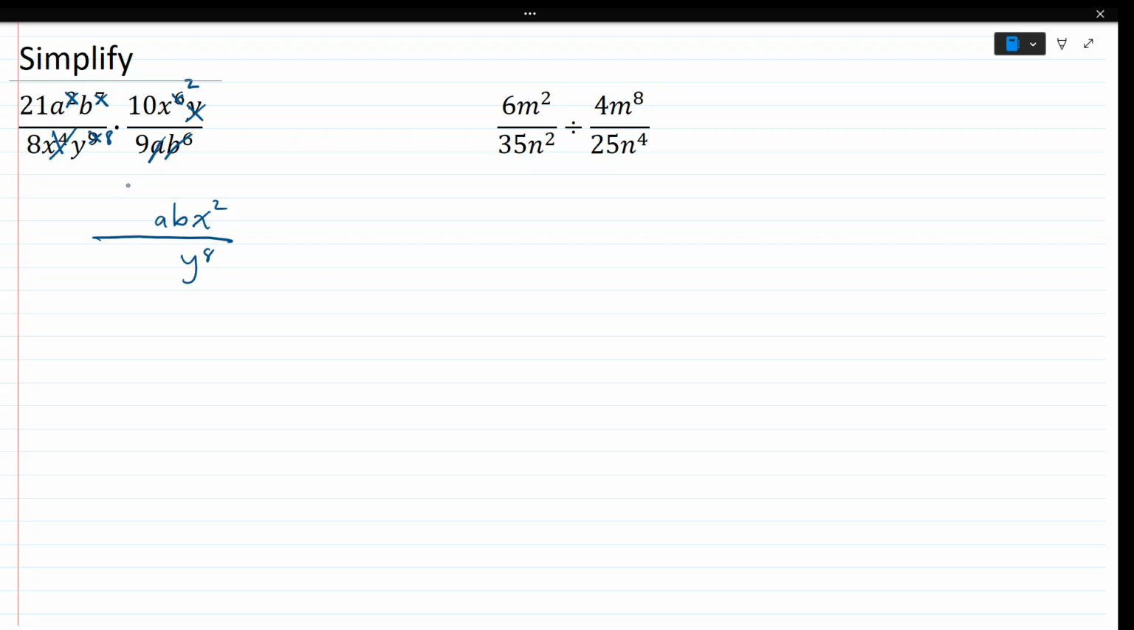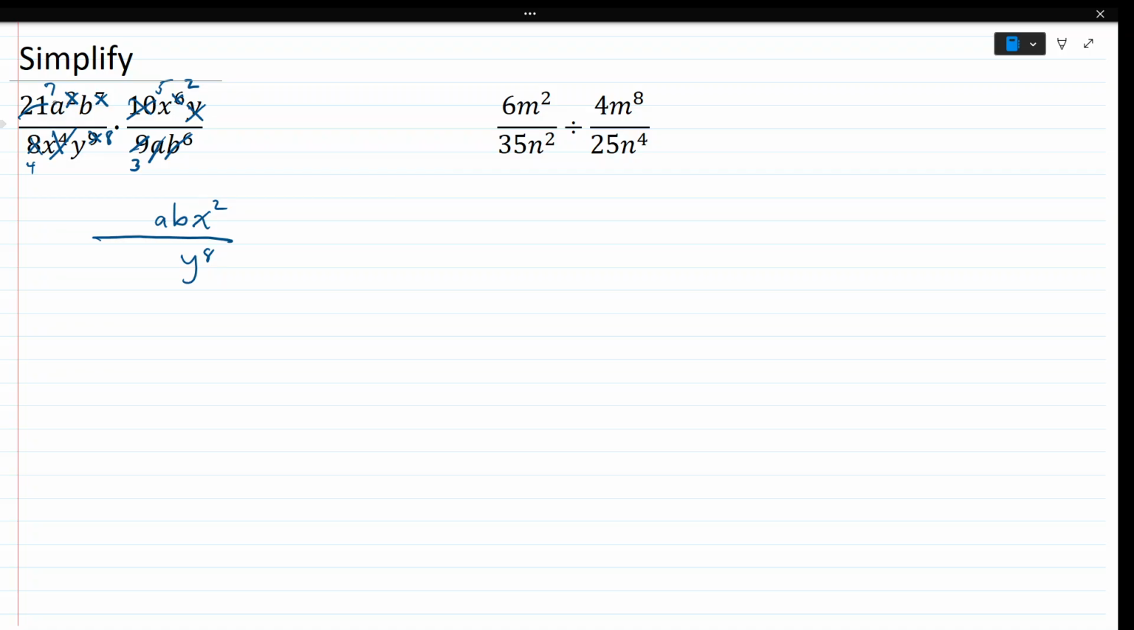Okay, so now looking at the coefficients, we see what could cancel. Well, with the 21 and the 9, a factor of 3 cancels. So that 3 would cancel. We still have 3 left over. And we still have 7 left over in the top of the first one. And for the 8 and the 10, a factor of 2 cancels. So we still have a 5 on the top and a 4 on the bottom.